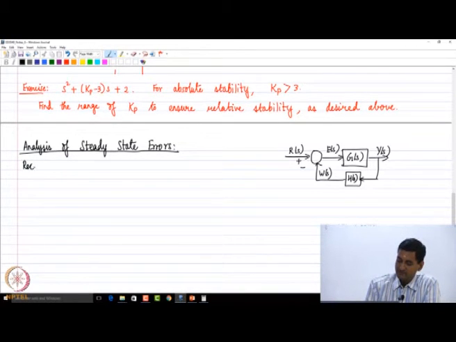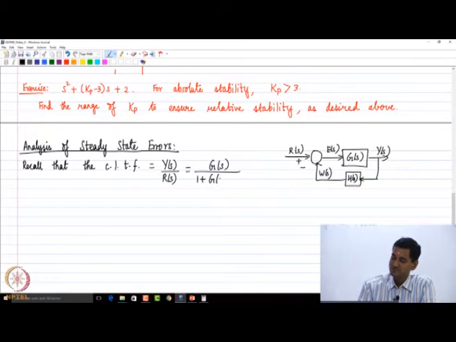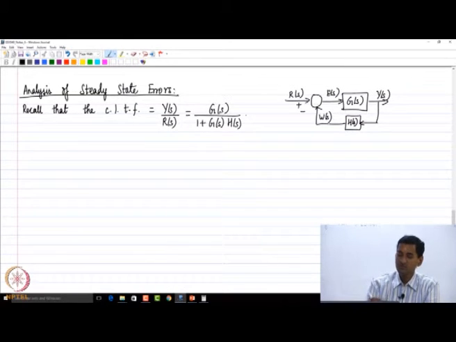So recall that the closed loop transfer function is equal to Y of s divided by R of s, and what was the expression for that? It was G of s divided by 1 plus G of s H of s. So that was the expression for the closed loop transfer function. We are going to make an important assumption. Let us assume that the closed loop system is stable.